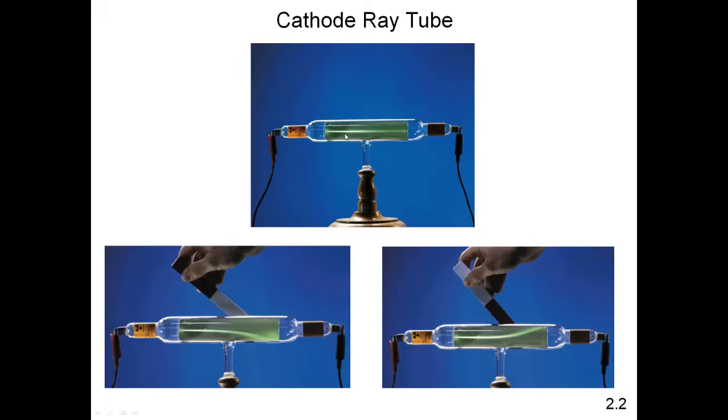Here's a cathode ray tube. Here's your beam of electrons, or light given off, and here's a little radioactive symbol. Then as he puts the magnet up, it gets deflected down. When he flips the magnet, it gets deflected the other way, and when he puts the magnet this way, it gets deflected up.